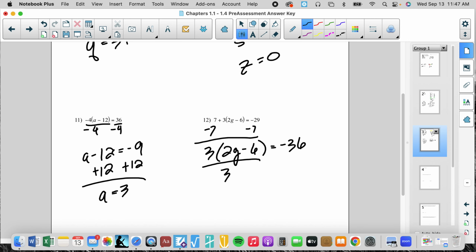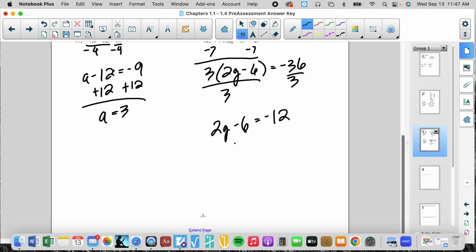Then I'm going to divide by 3. Now Chewbacca is gone. And negative 36 divided by 3 is negative 12. And now it's a two-step problem. I'm going to get rid of addition and subtraction.